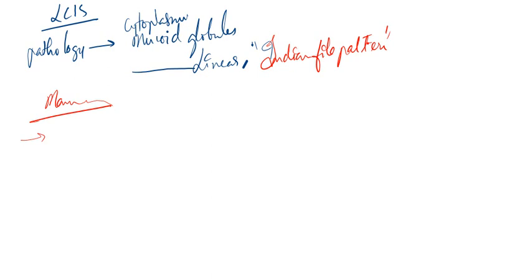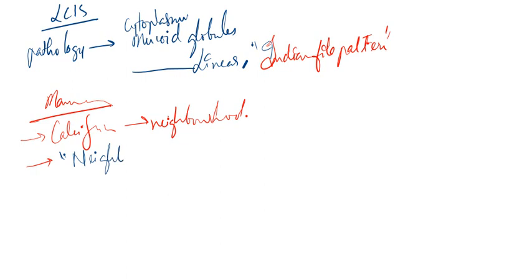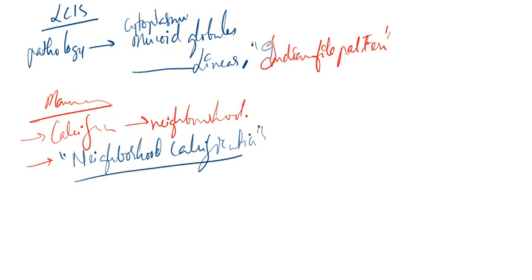Obviously, no calcifications can be found in the tumor itself, but the calcification can be found in the neighborhood tissues. Now in case of LCIS, neighborhood calcification is seen. So in the tumor itself you don't observe any calcification, but in the neighborhood regions you see the calcification, right?